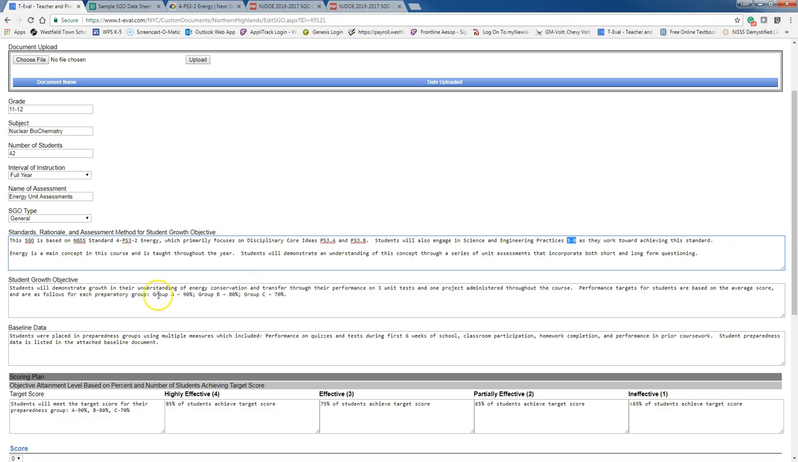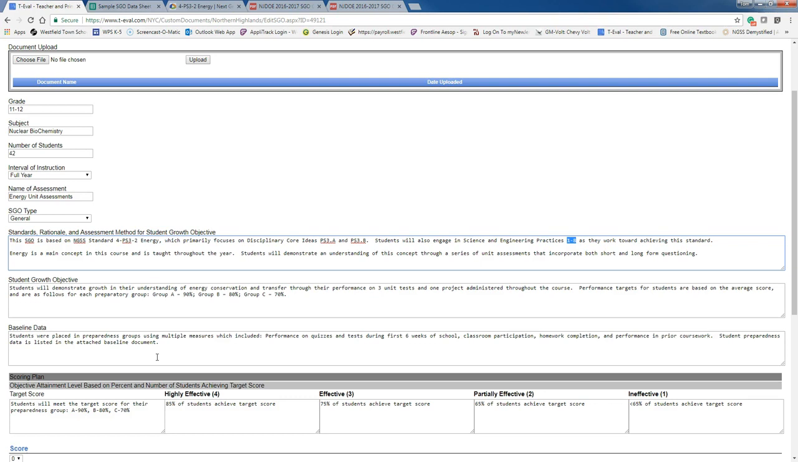The baseline data. How did I put the students in the preparatory groups? Well, this is where the multiple measures comes in. You know your students. You have about 6 to 8 weeks of school. I mean, the SGOs really should be wrapping them up by the 3rd week of October, but they're not. The principals won't submit them to the central office until the end of October. So you've got a long time to work with these students and decide where they are.